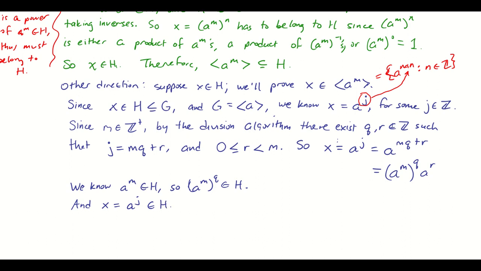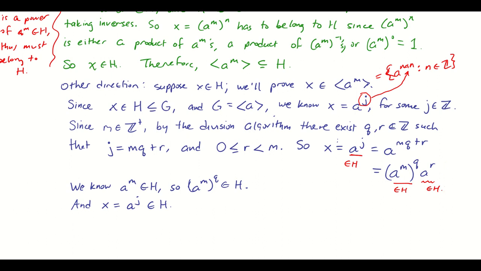So, okay, just a minute. Let me just keep track of some things here. So we know this belongs to H, and we know this belongs to H. So I claim that this too will have to belong to H. And the reason is that I know this belongs to H, I know this belongs to H, so I know that the inverse of this has to belong to H. So I'm going to multiply both sides on the left by the inverse of this element, giving me that a to the r is equal to the inverse of this thing, which is in H, times this thing, which is also in H. So this will have to belong to H.